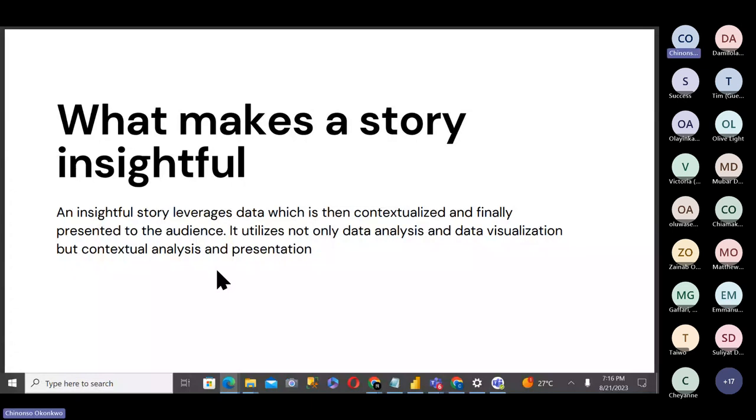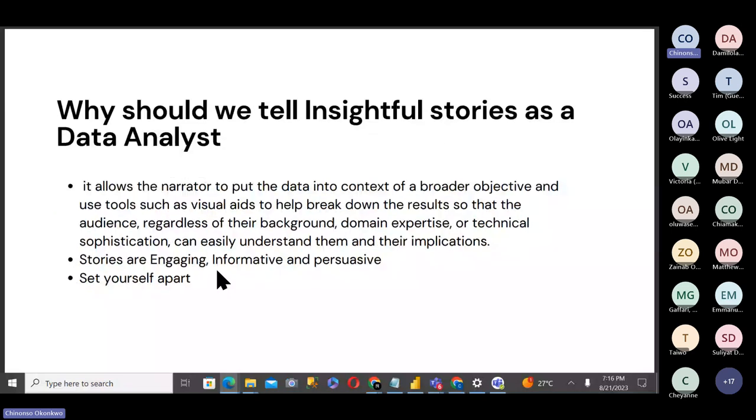Now, I'll start with this. Why should we tell insightful stories as a data analyst? Why does this even matter? Number one, it allows the narrator to put the data into the context of a broader perspective and use tools such as visual aids to help break down the results. You're trying to communicate, and you don't want to communicate in a complex way. People don't even like mathematics in the first place. You don't want to make things hard for people to understand your report. They would be trying to understand how to even read your report before they are able to gain the insight from it, and I'm very sure they would move on.